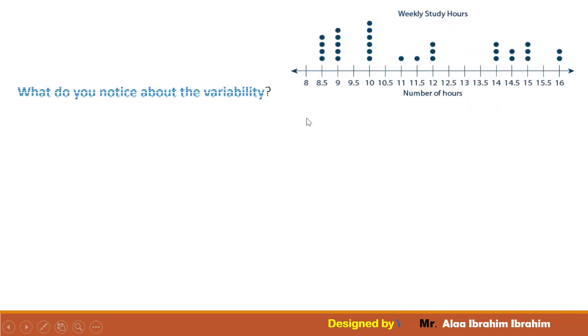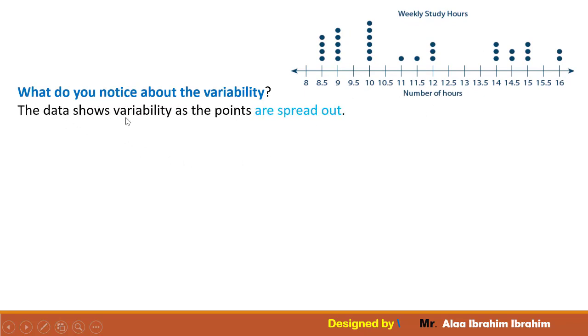Now we're going to another thing. What do you notice about the variability here? The data shows variability as the points are spread out. We have gaps or distance between them, without dots. So we call this spread out.